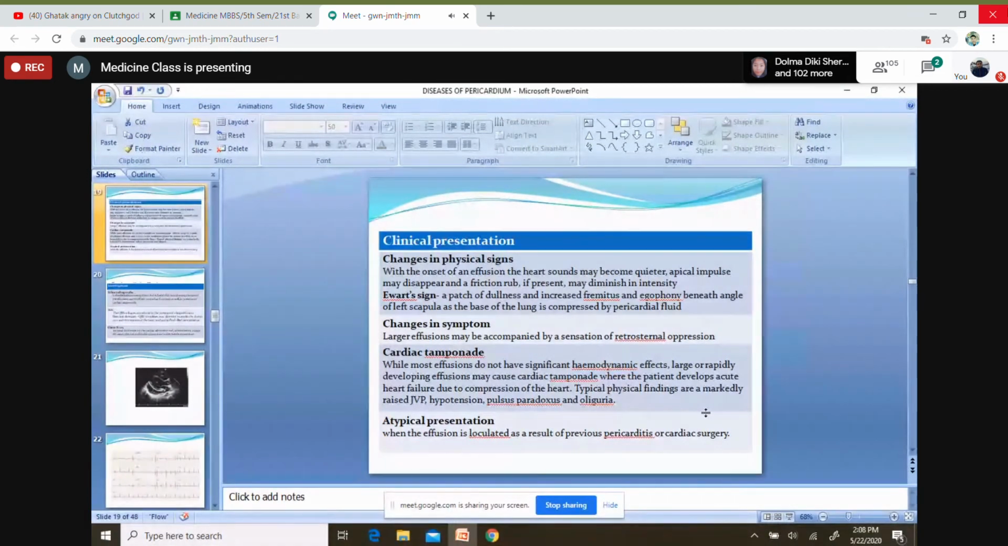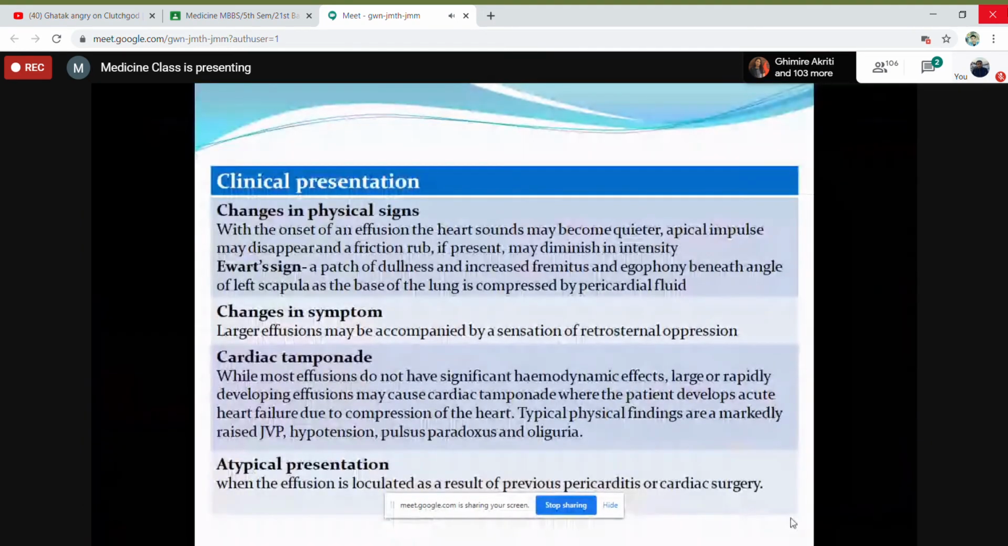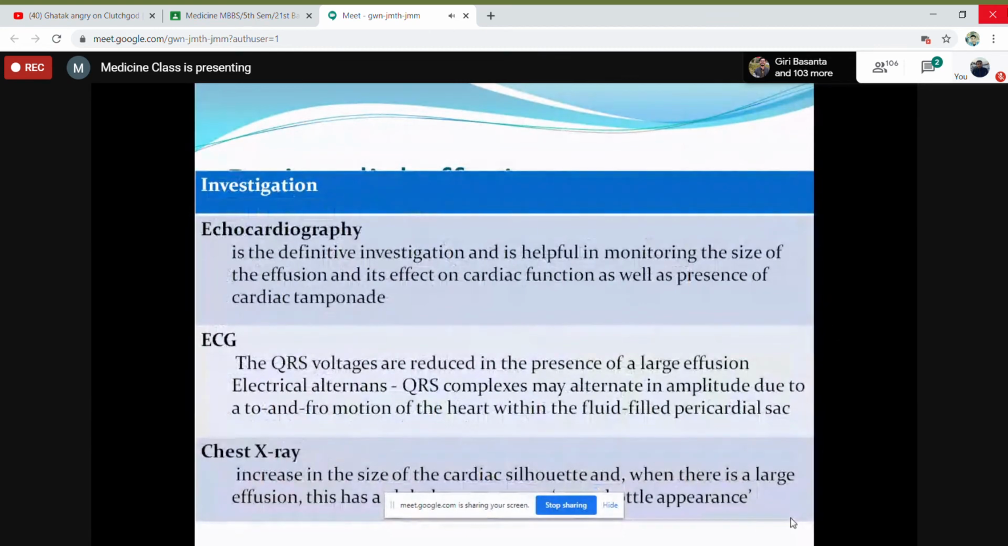And sometimes a patient who has loculated pericardial effusion may present with atypical presentations as well. Okay, so these were the clinical features, the changes in the clinical features once the patient of acute pericarditis develops pericardial effusion. Okay. So what are the investigations then?